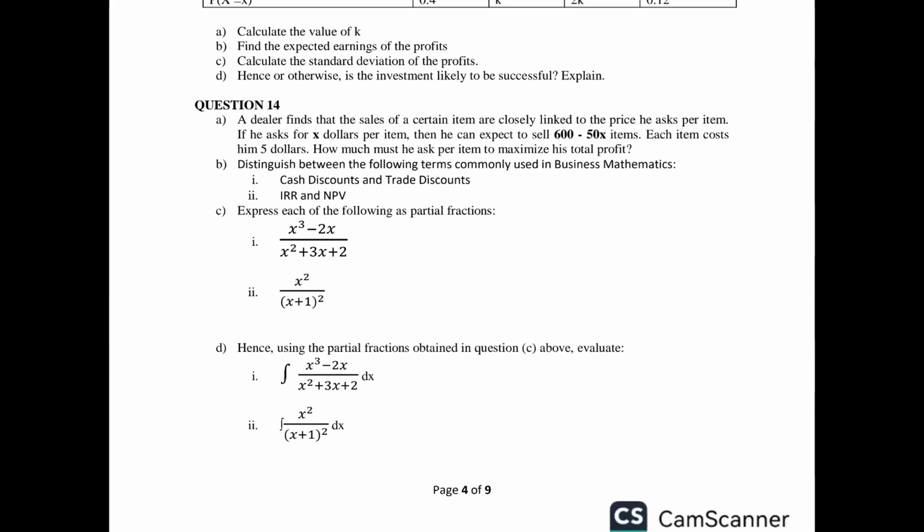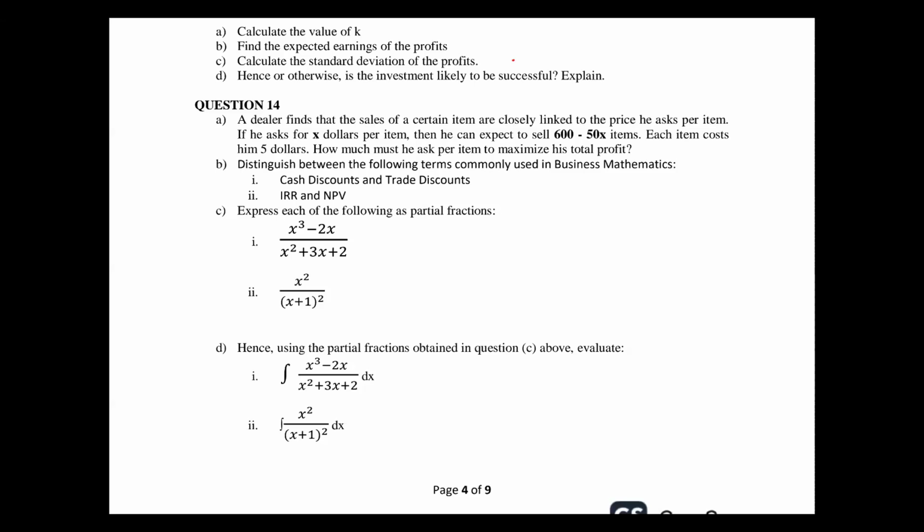Let's get started. Part A of the question is reading. Before I read, confirm you can see the screen and can hear me clearly. Can you see the screen? Okay. A dealer finds that the sales of a certain item are closely linked to the price. If he asks X dollars per unit, then he can expect to sell such a quantity of items. So in short, the quantity of items to be sold would be 600 minus 50x.